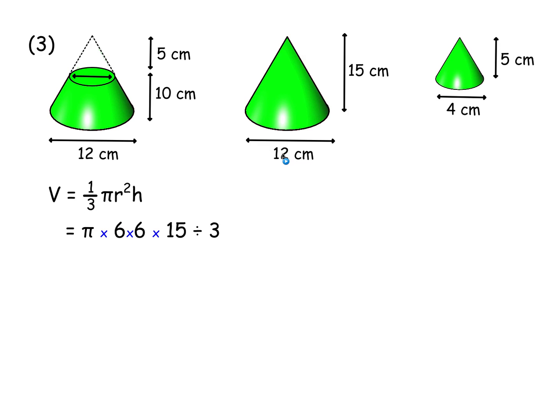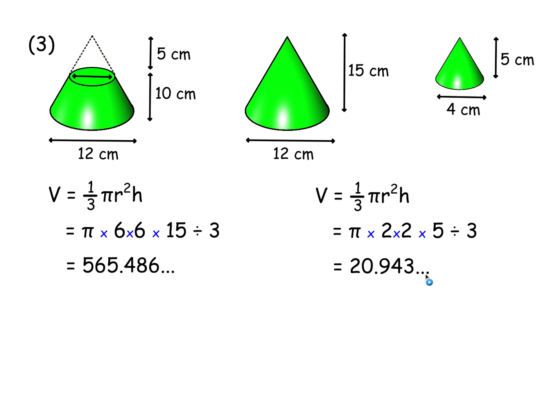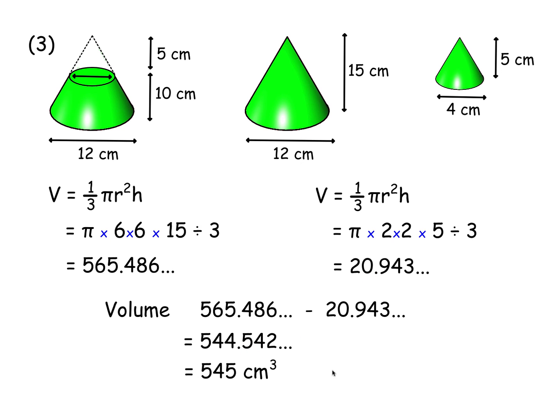So for the first one, the big one, radius is 6, height is 15. Smaller one, radius 2, half that 4, radius 2, height 5, you slot that in. Take the wee one away from the big one and you get this shape. Notice, only round at the very end. These could be kept as multiples of pi, and at the end you can have an answer as a multiple of pi and then turn it into a decimal if you want a decimal answer.